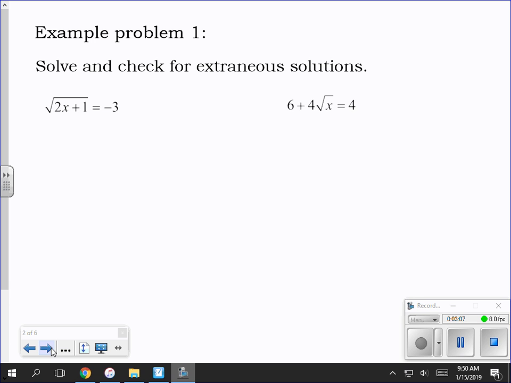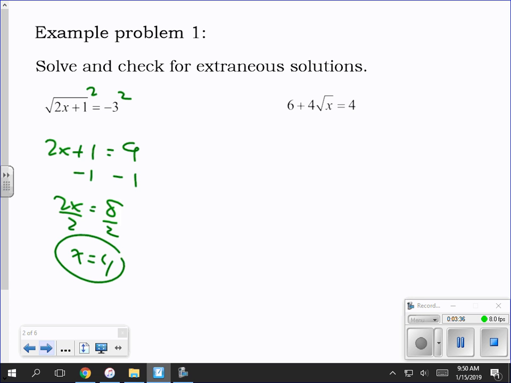I need to get rid of the square root. You do that by squaring. The inverse of square root is squaring. And whatever you do to one side, you need to do to the other side. Okay. I square my square root. I just get what's underneath on the one side. Square negative 3, I get 9. Subtract 1, 2x equals 8, divide by 2, x equals 4.